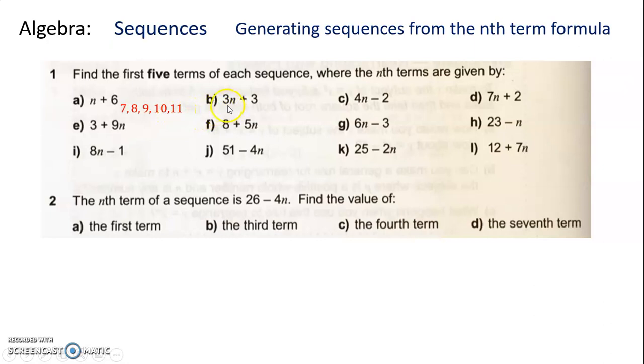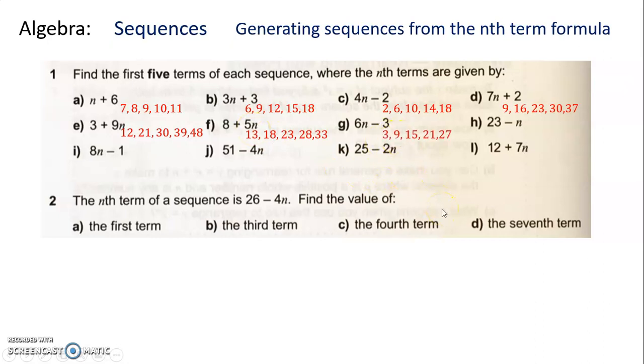B, we've got 3, so we should have a sequence that's going up by 3 every time. C, there's a 4, so we should have a sequence going up by 4 every time. D, we're going up by 7 every time, and so on. It doesn't matter that this is the other way around. We've got a sequence going up by 9 every time, so the difference between each term is 9. Same here, it's 5. And then we've got 6.